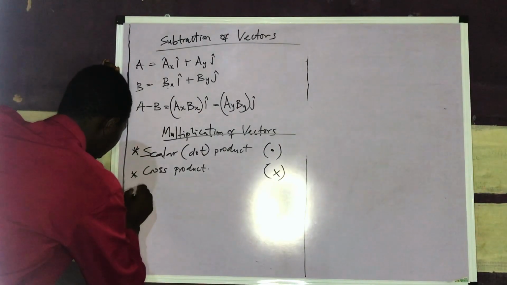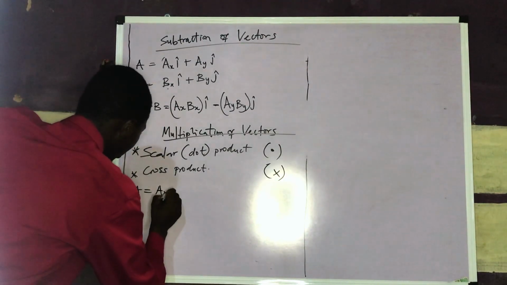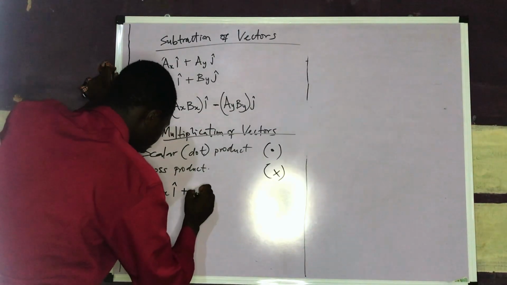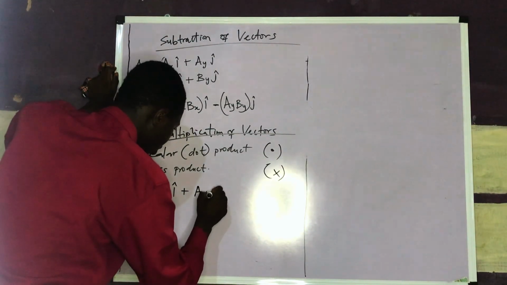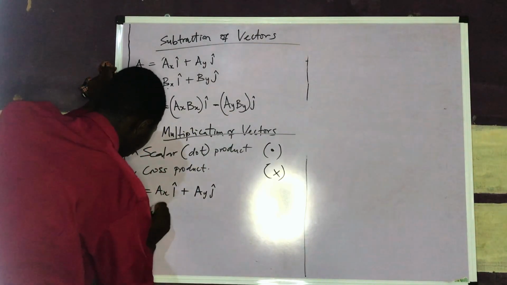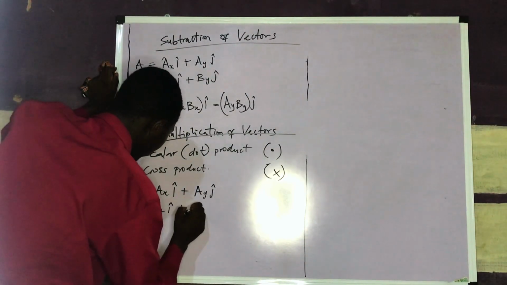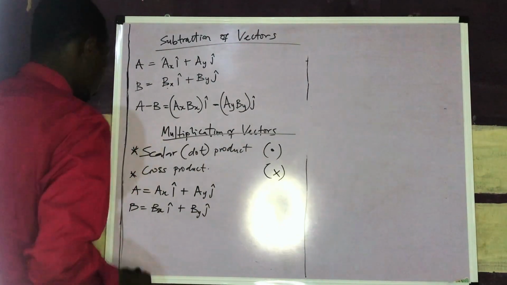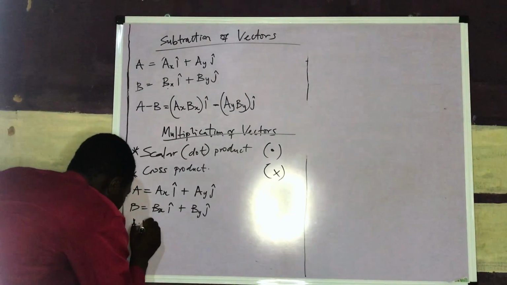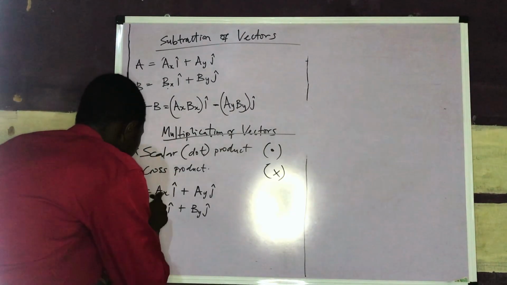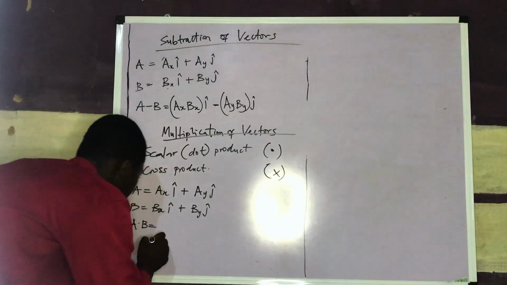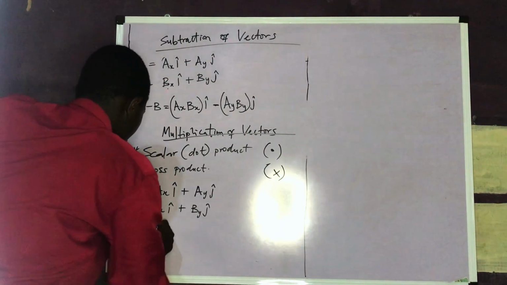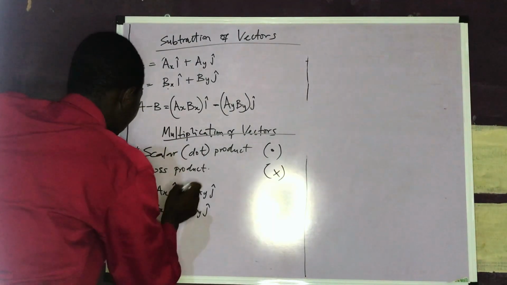You are given A to be AX I plus AY J, and B is equal to BX I plus BY J. And you are asked to do the product of the two, that's the dot product. We have something like this: this one times this one.